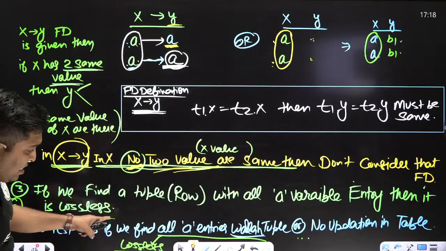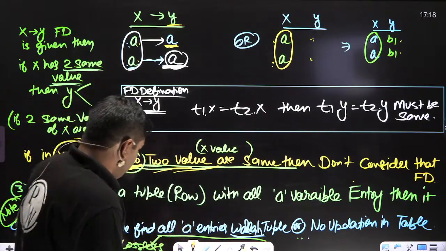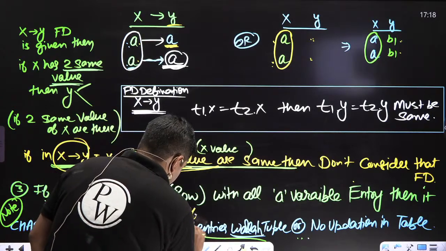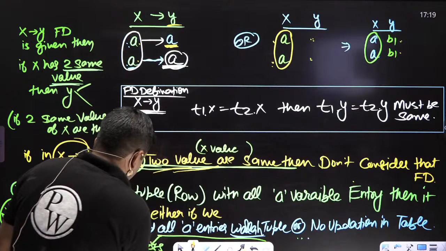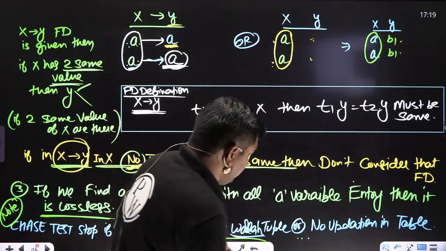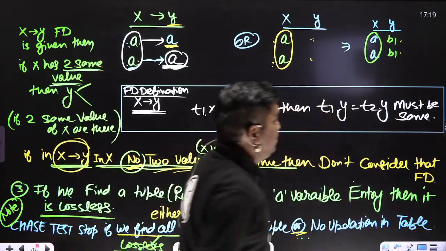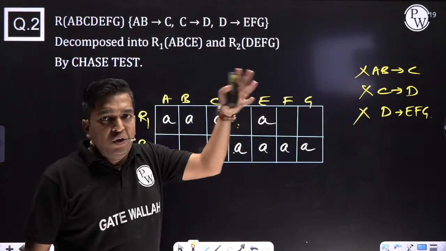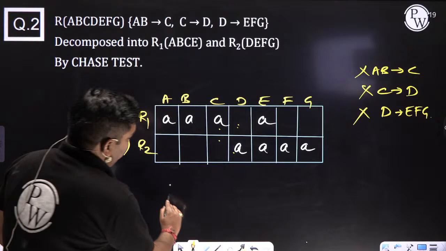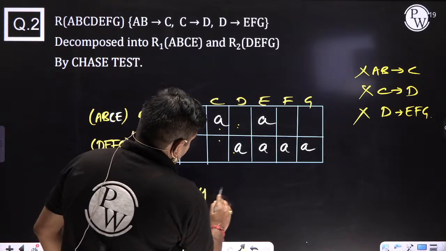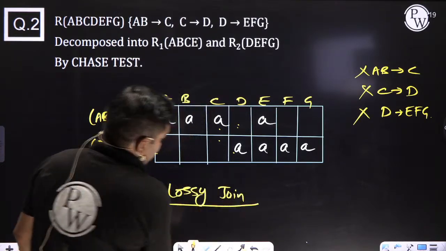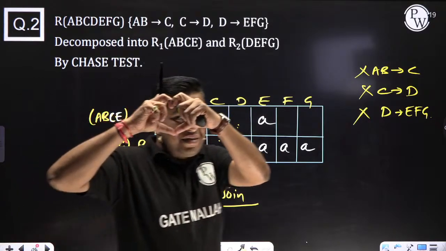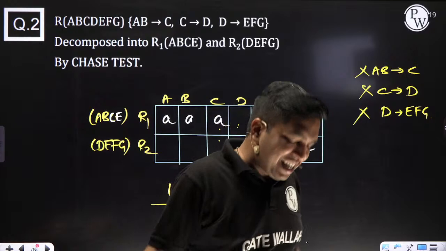So what is the step? We stop either if we find an all-A entry or no updation in the table. Now there is no updation, we applied each and every FD, and not getting an all-A entry. So what can we say? It's lossy. It's lossy. Crystal clear? Bacho, if it is clear, kindly write down in chat. Write down, my dear.